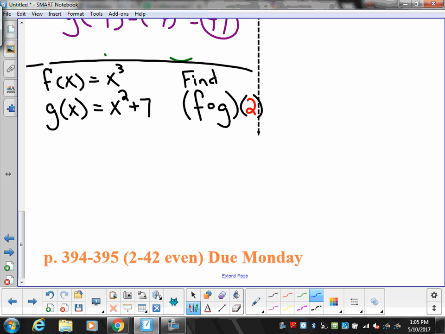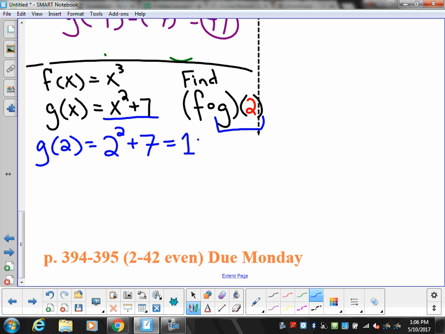Let's do one more. This time we've changed what f of x and g of x are. F of x is now x to the third power. G of x is now x squared plus 7. Okay? So in this problem we're finding f of g of 2. We're going to take the thing that's closest to that 2, which is g. So we're going to find g of 2. We're going to replace x with that 2. So 2 squared plus 7. And 2 squared is 4. 4 plus 7 is 11.